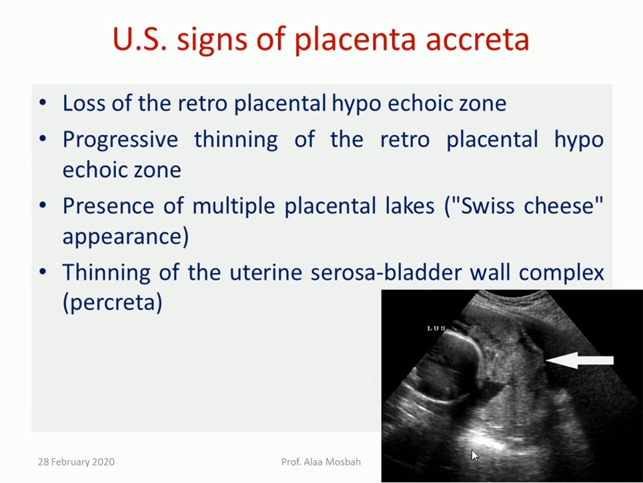Ultrasound signs of placenta accreta include loss of the retroplacental hypoechoic zone, as you see in this picture, progressive thinning of the retroplacental hypoechoic zone, presence of multiple placental lakes, Swiss cheese appearance, and thinning of the uterine serosa-bladder wall complex. In this picture, this is the bladder, this is the head of the fetus, and this is the placenta. As you see, the wall of the uterus is very thin and the placenta is reaching the bladder here.